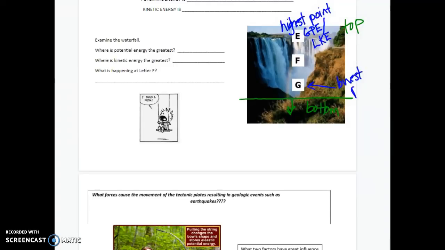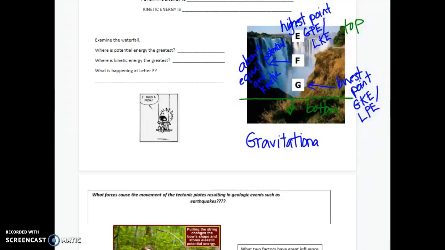At the bottom of the waterfall is where you have the highest kinetic energy. That's where the water molecules will be moving the fastest at the bottom right before they hit the lake or whatever river that is at the bottom of that waterfall. Right in the middle where you have F, you're about half and half when it comes to the gravitational potential energy and the kinetic energy. As you go down, you're losing potential and you're gaining kinetic energy, so they're about equal right about halfway through.